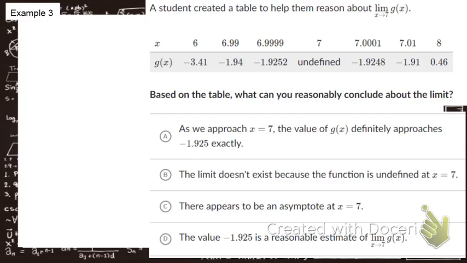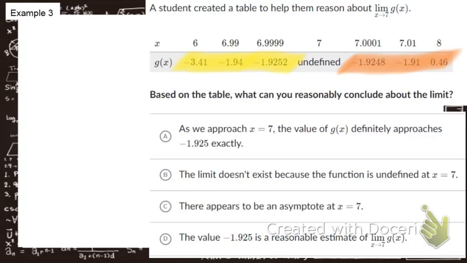So let's look at the limit from the left and the limit from the right. Everybody look up here at my screen so I can highlight them. As we approach 7 from the left, here's me highlighting it: negative 3.41, negative 1.94, negative 1.9252. That's from the left. What about from the right? As we approach from the right: 0.46, negative 1.91, negative 1.9248.